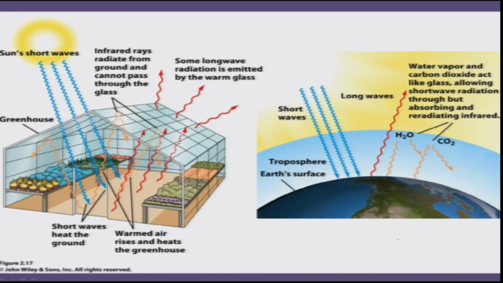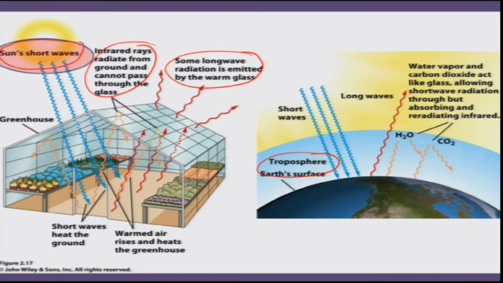We have short waves of radiation coming in, and we have the greenhouse, the glass, which is very much similar to the troposphere. The shorter waves come in, and some of the long wave radiation is transmitted back to the atmosphere, and some is reflected back to the earth surface. That cannot pass through the glass, and this is very much similar to your atmosphere.